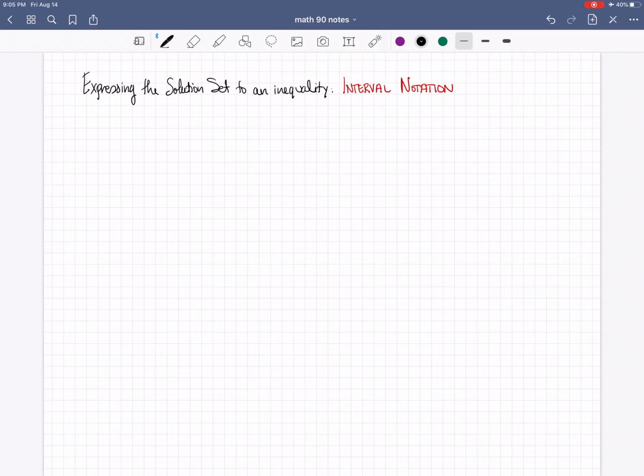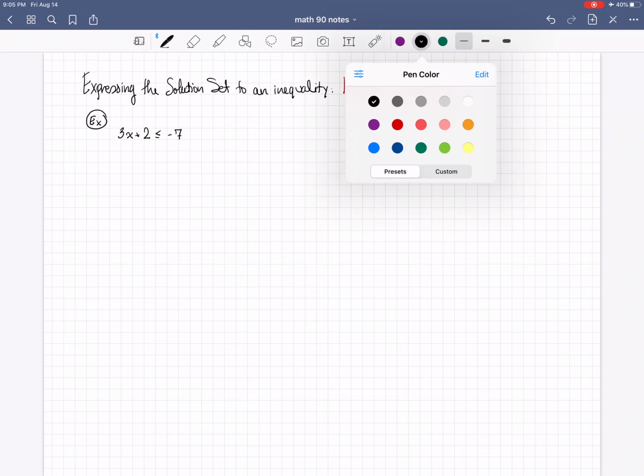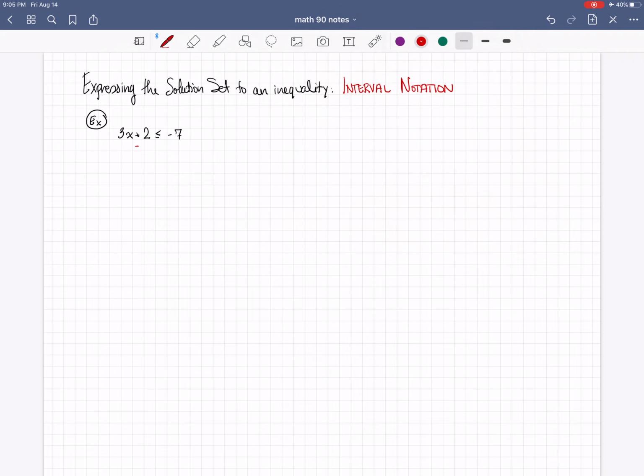So let me show you an example very quickly to just have something to work with. So say you have an inequality like this one, 3x plus 2 is less than or equal to -7. Okay, so this is a linear inequality. The actual mechanics of solving it should not cause too much of a problem. So we are subtracting 2 from both sides. We get 3x is less than or equal to -9. Now we divide both sides by 3. And we finish with x is less than or equal to -3.